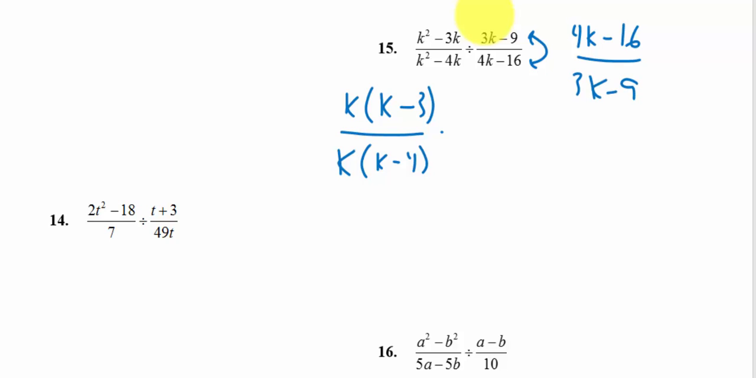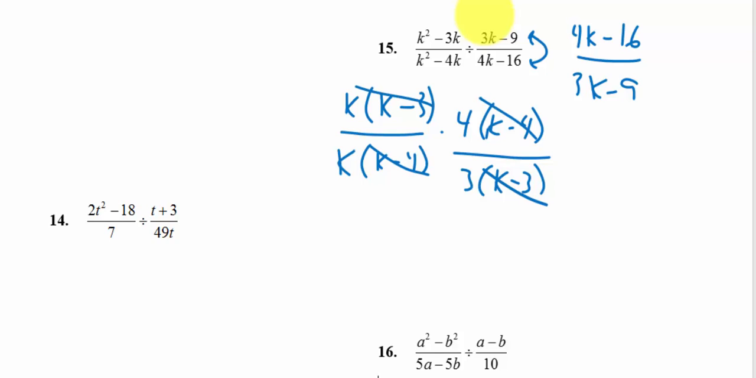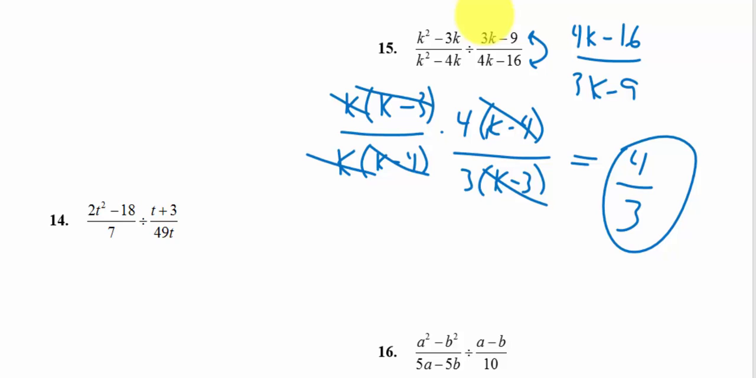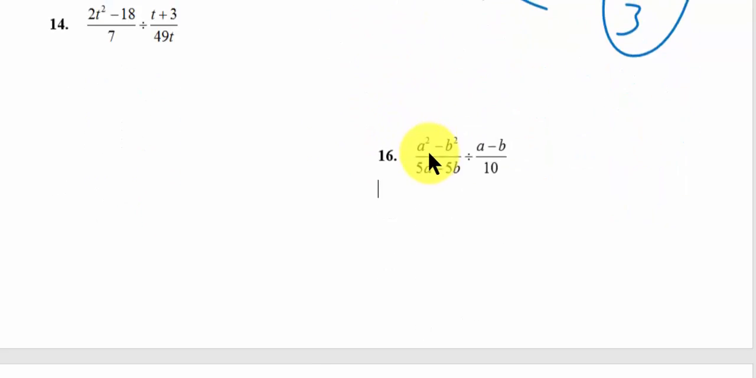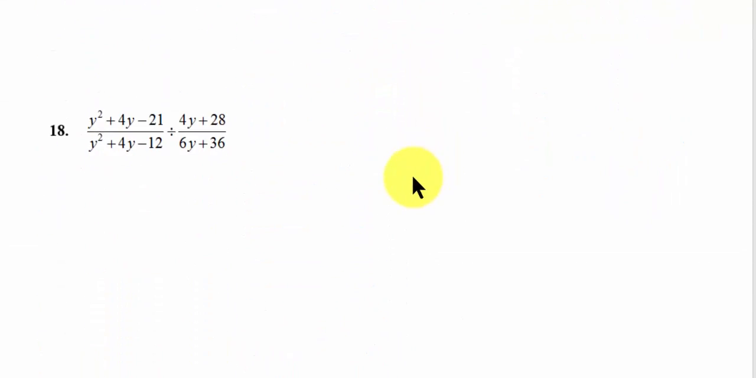So if I factor a 4, you're left with k minus 4. And on the bottom, we factor out a 3, and we will be left with k minus 3. Now look, k minus 4 will cancel, k minus 3 will cancel, the k's cancel, and it looks like you're left with just 4/3. Okay, let's do one more. Let's scroll down to number 18.